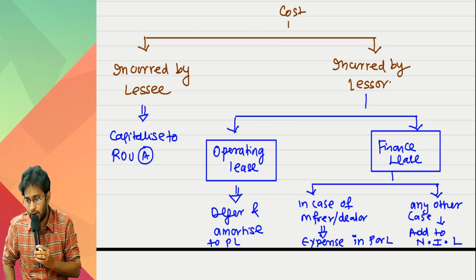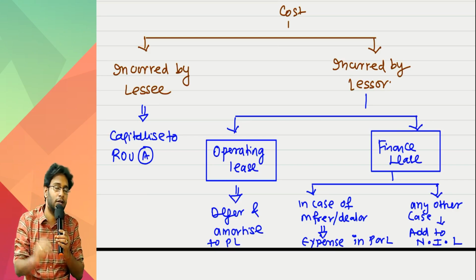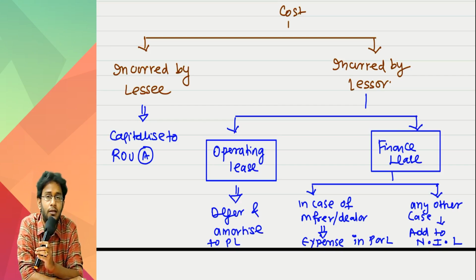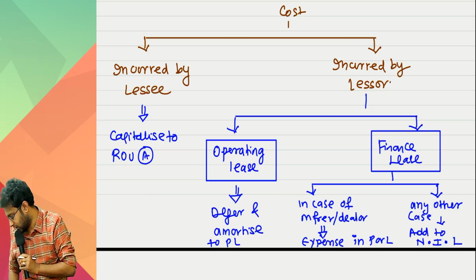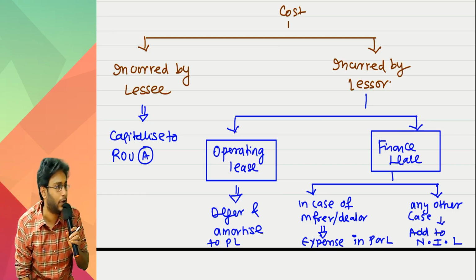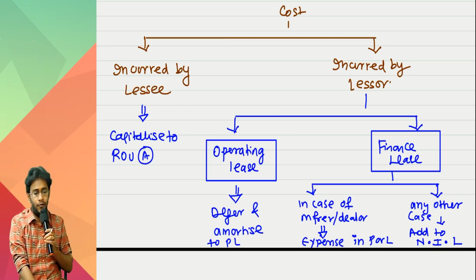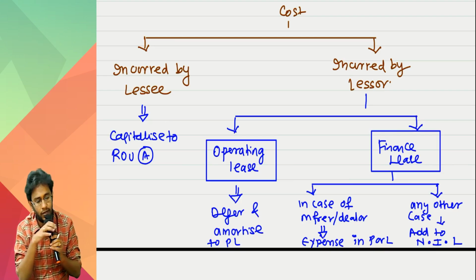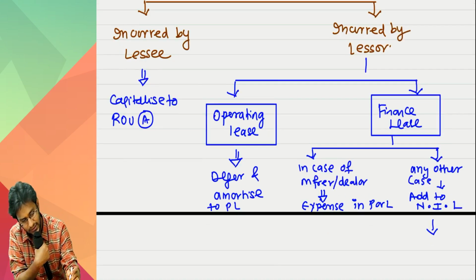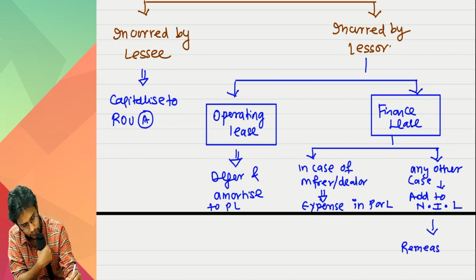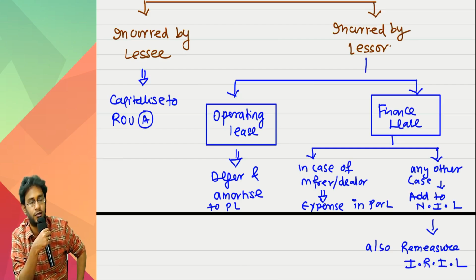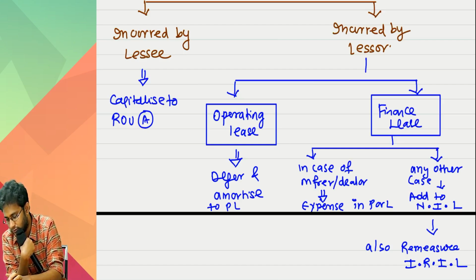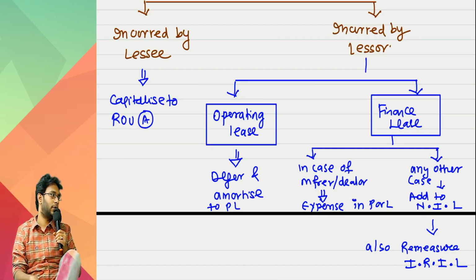That is the entire treatment of initial direct cost. Lessee always capitalizes. Lessor depends on which lease it is. Operating lease, defer and amortize. Finance lease, in manufacturer or dealer case, apart from lease, there is a sale also. Since there is a sale, obviously you have to book it off in the P&L account because of the selling expenses. If it is any other finance lease, in that case, you have to add to net investment in lease. In this case, you have to also remeasure the IRIL. The original discounting rate you used is not working out because it disturbed the initial recognition amount.